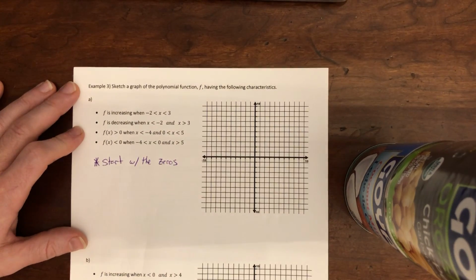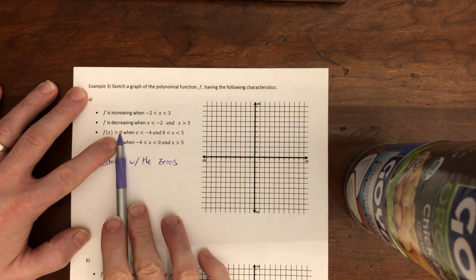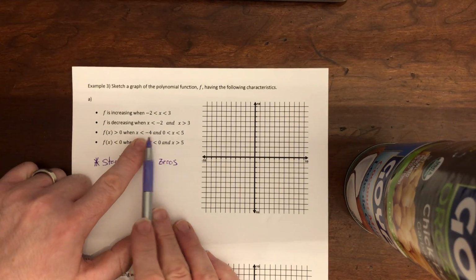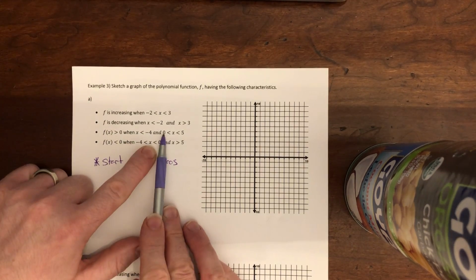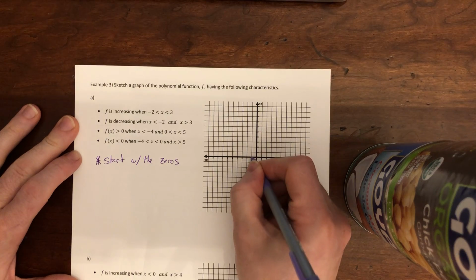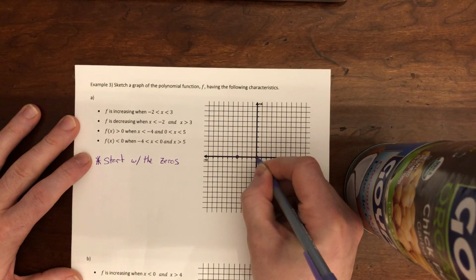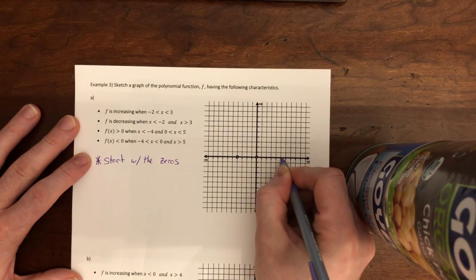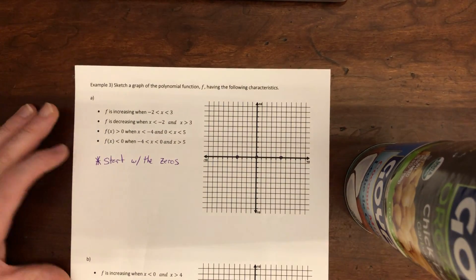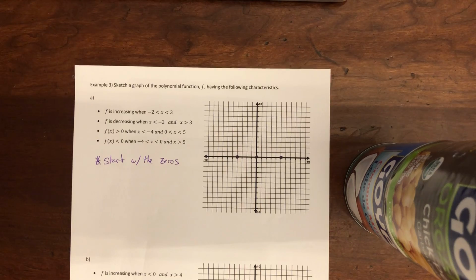Okay, well, how do we know what the zeros are here? Well, our function's greater than 0 when x is greater than -4. Ooh, that number's the same, 0 and 5. So we're going to plot -4, 0, and 5. Those are our zeros. So we're going to start by plotting those.